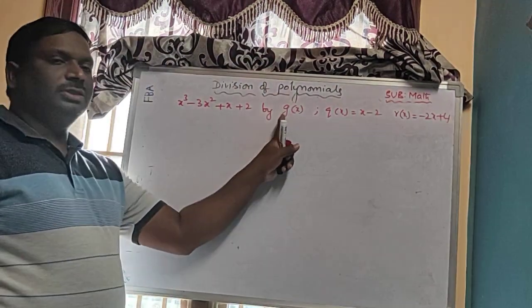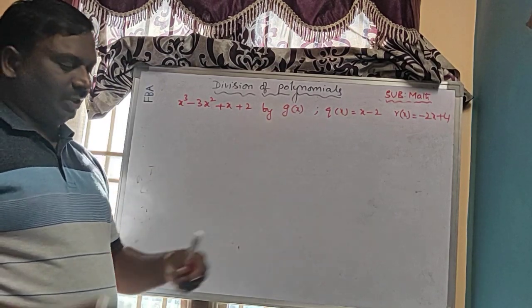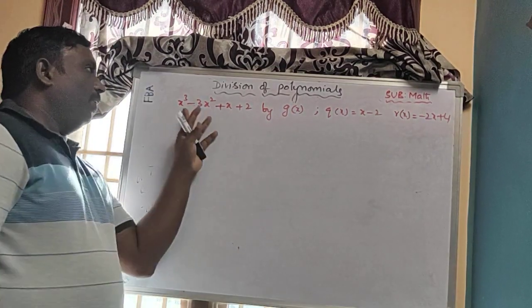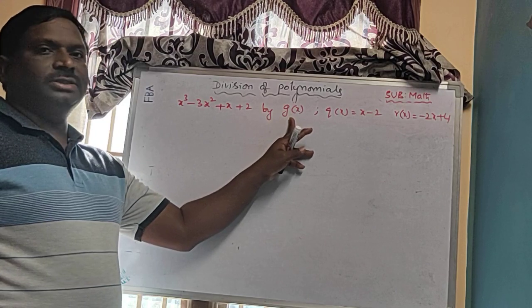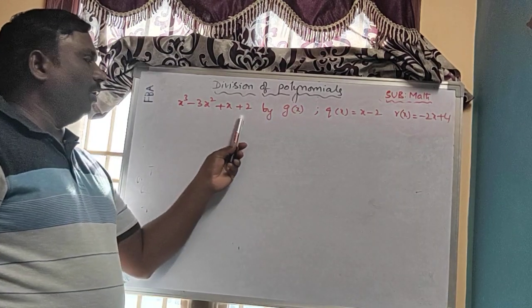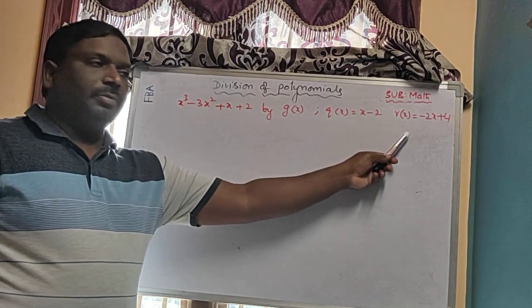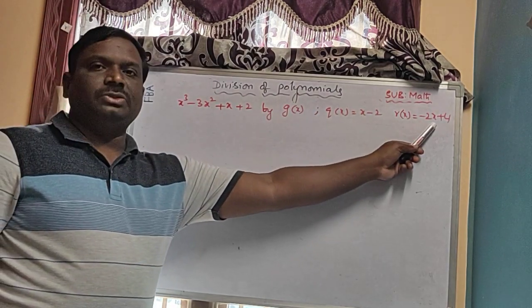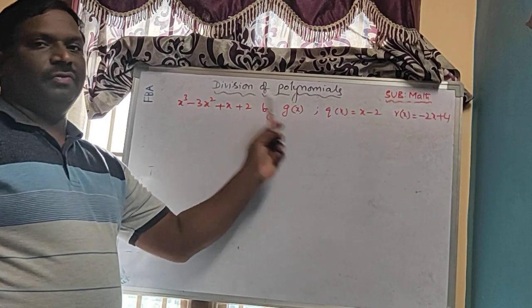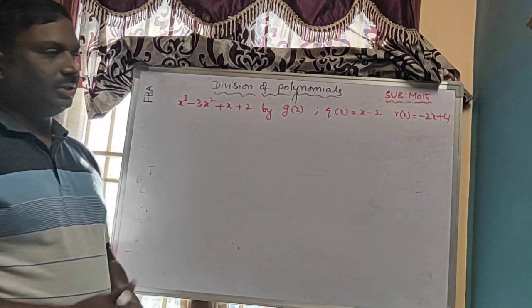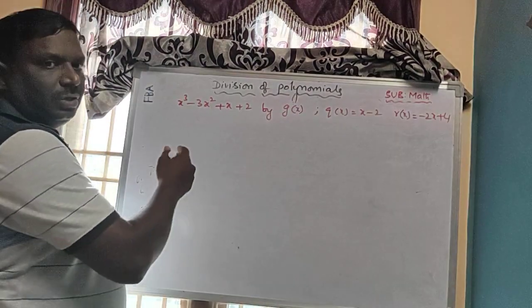We have to find g of x. On dividing the polynomial by g of x, the quotient and remainder were x minus 2 and minus 2x plus 4. Then find g of x. Now we know the division rule.